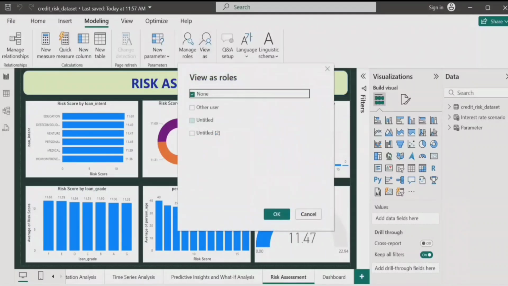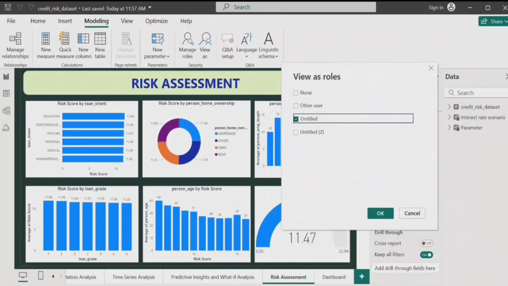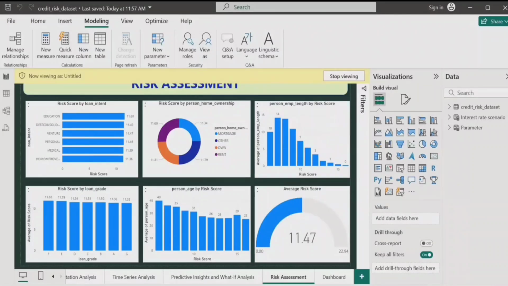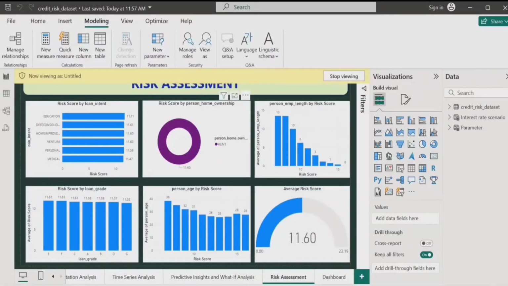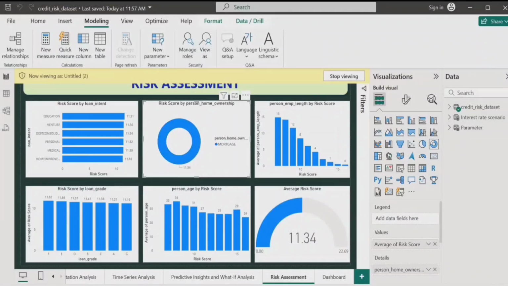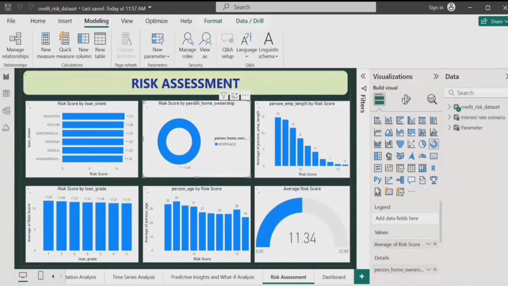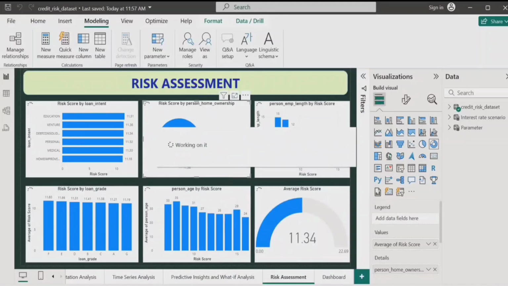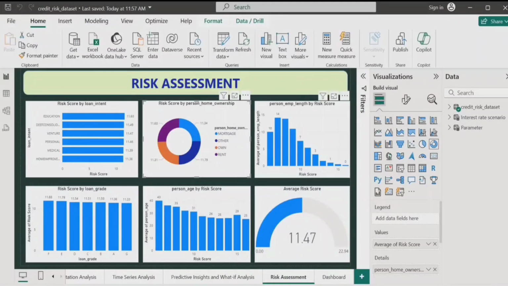View as. If I click on this, then it will show me the home ownership rent. It will show me the rent data. And if I do it for the mortgage part, I can also watch the mortgage data. So now we do the publish, but I cannot do it right now because it will require an email ID.